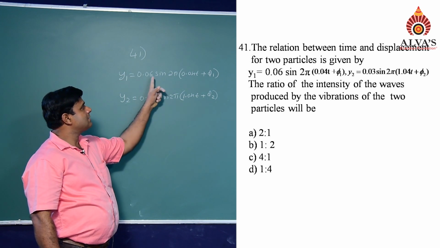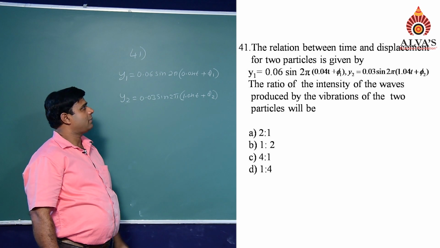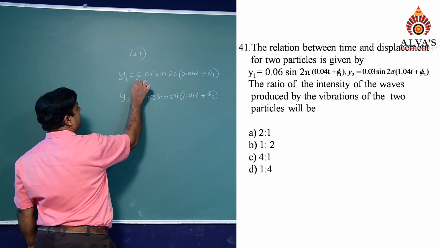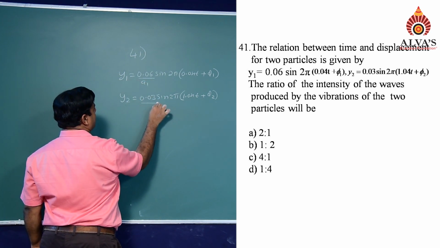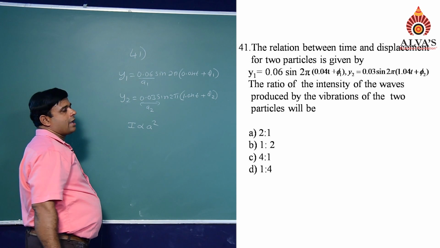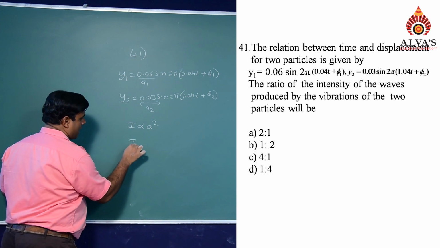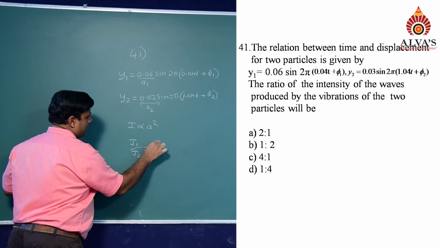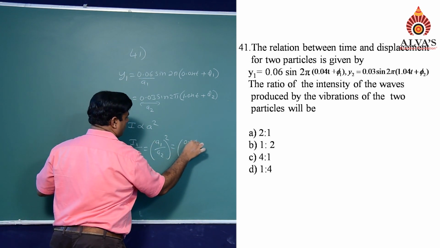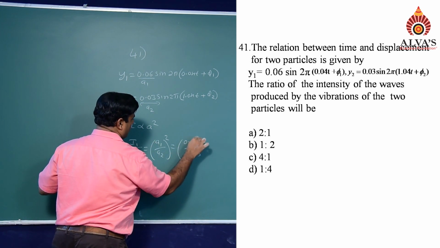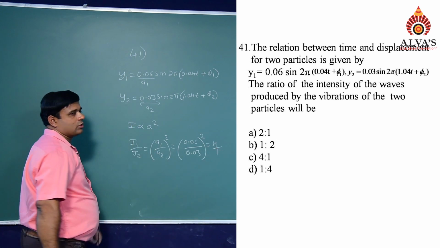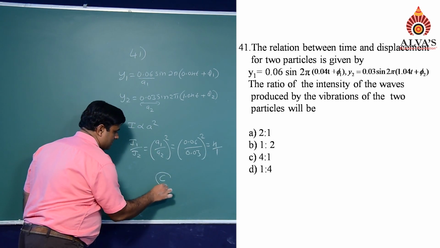Both are in the form A sin omega t plus phi, therefore, you can compare the amplitudes directly. Amplitude of the first one is A1, amplitude of the second is A2, but intensity is proportional to the square of the amplitude. Therefore, I1 by I2 equals A1 by A2 whole square. A1 is 0.06, A2 is 0.03, and squared, 6 by 3 is 2, squared equals 4. So, the answer is 4:1. So, C is the answer.